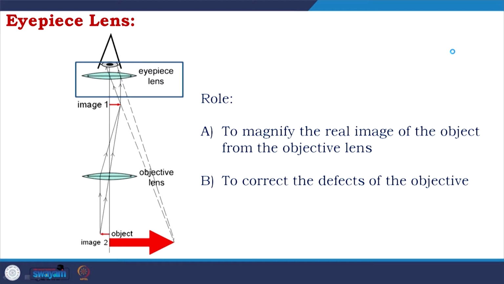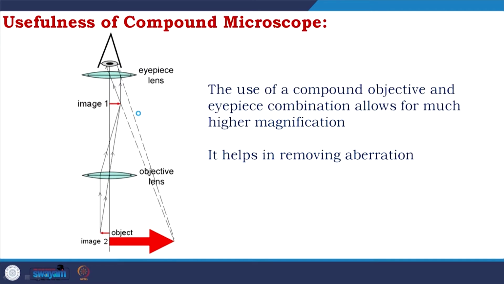Eyepiece lenses' role is to magnify the real image of the object from the objective lens and to correct the defects of the objective. So, this is the real object, it comes to image 1. The role of the eyepiece lens is to take the image 1 and enlarge it, and correct the defects of the objective lens. What is the usefulness of a compound microscope? The use of a compound objective and eyepiece combination allows for much higher magnification, as I talked about, and it also helps in removing the aberrations.